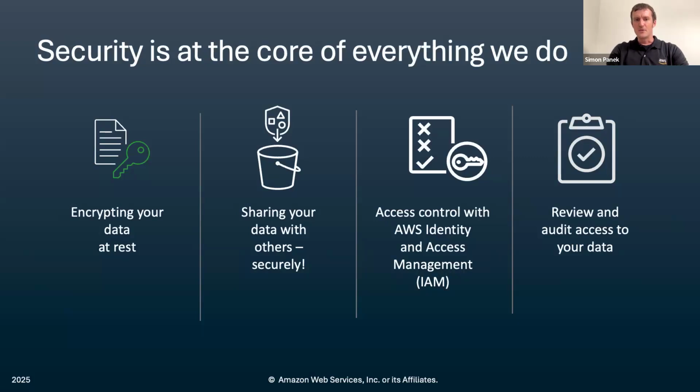Now, since its inception, AWS has always taken security to be the number one priority. While we offer numerous services to secure our data, four categories are shown here: the ability to encrypt your data, the ability to share it securely with others, the ability to review and audit access to your data. Today, we're going to be focusing on the fourth category here, which is access control and AWS Identity and Access Management.